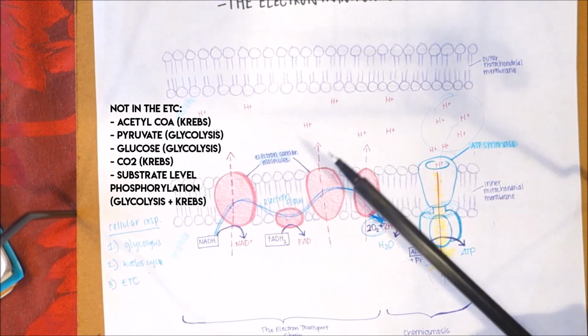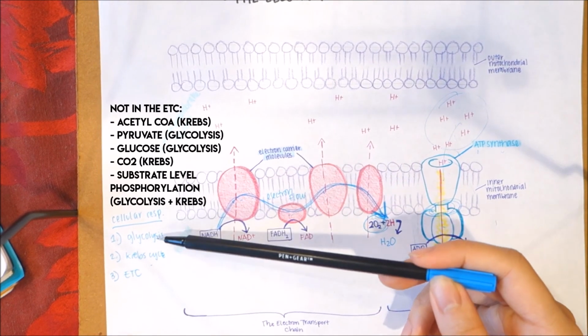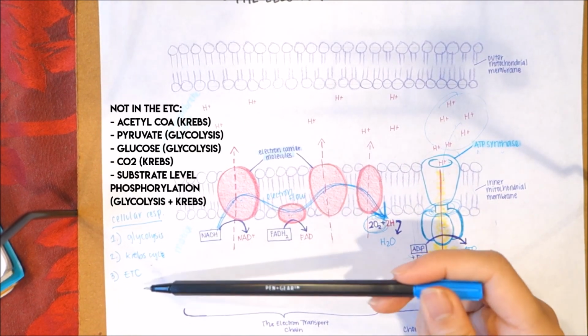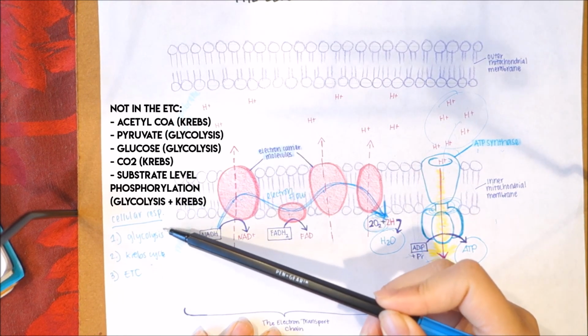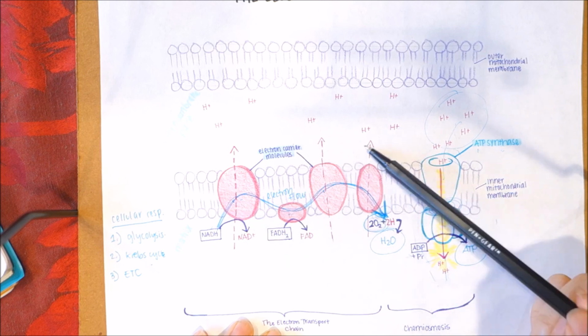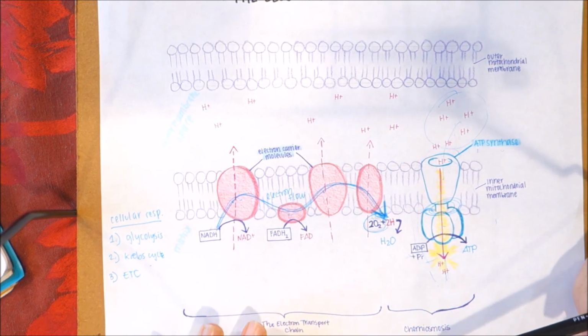substrate level phosphorylation is the transfer of a phosphate group to ADP from another molecule, and that occurs in glycolysis and the Krebs cycle, but not in the electron transport chain. Also, glucose is important because it's one of the starting molecules in glycolysis, and that's not really included in the electron transport chain. And I think that's everything.